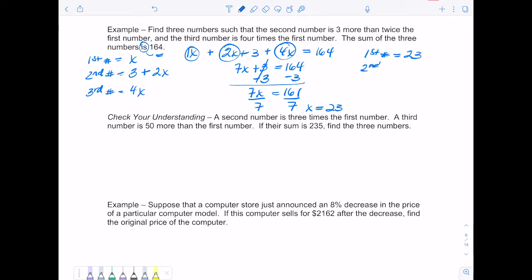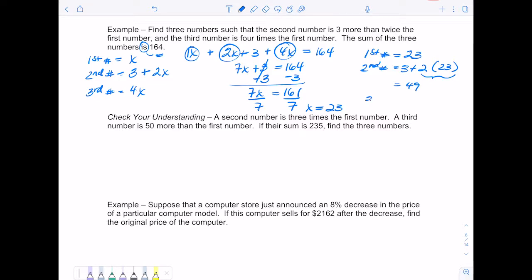The second number is 3 plus 2 times x. Well, again, x is 23. So I'm going to do 3 plus 2 times 23. Remember, order of operations tells you to multiply the 2 and the 23 together first. So 2 times 23 is 46. And if I add 3 plus 46, I get 49. So the second number is 49.